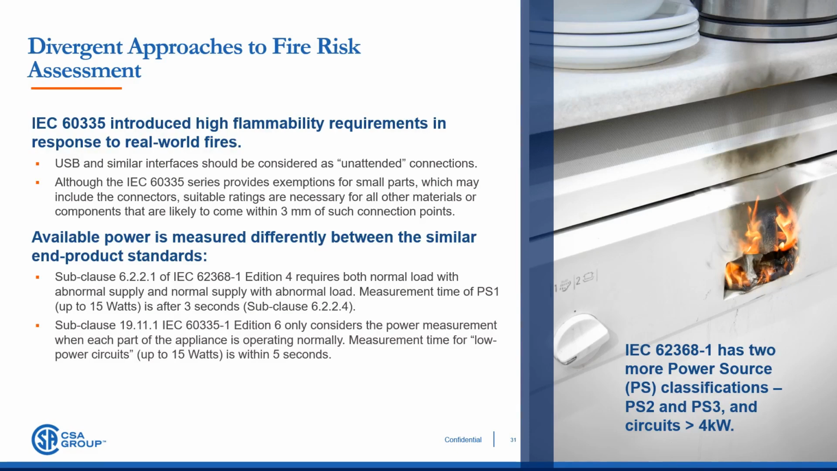The principles of Power Source Class 1, also known as PS1, in IEC 62368-1, align closely with the low power point determination in IEC 60335-1, as stated in subclause 19.11.1 in the 6th edition, differing primarily in measurement time. IEC 62368-1 prescribes a measurement of up to 3 seconds, whilst IEC 60335-1 requires within 5 seconds, widening the measurement window in which the appliance may draw more power. This difference implies that circuits evaluated as PS1 in IEC 62368-1 may not necessarily qualify as low power points when evaluated to IEC 60335-1.